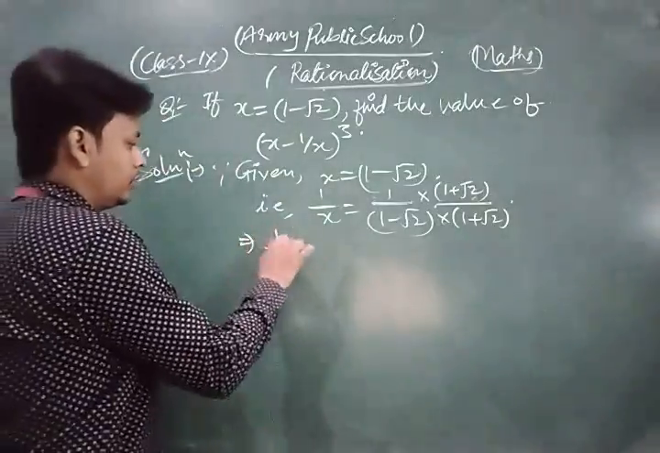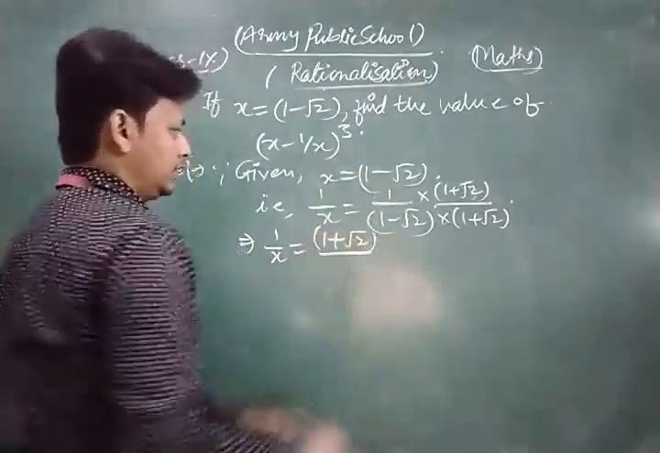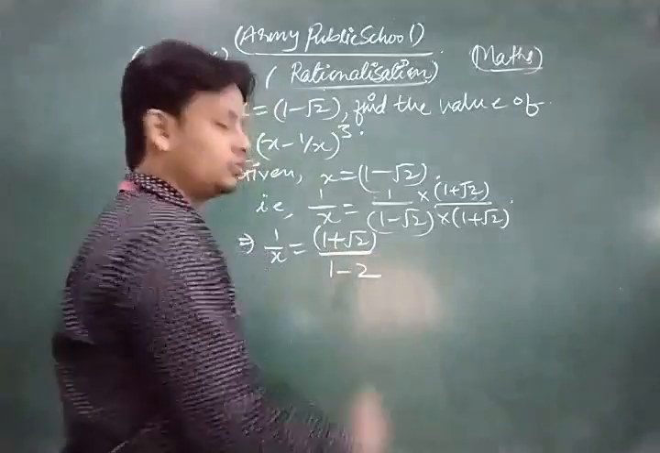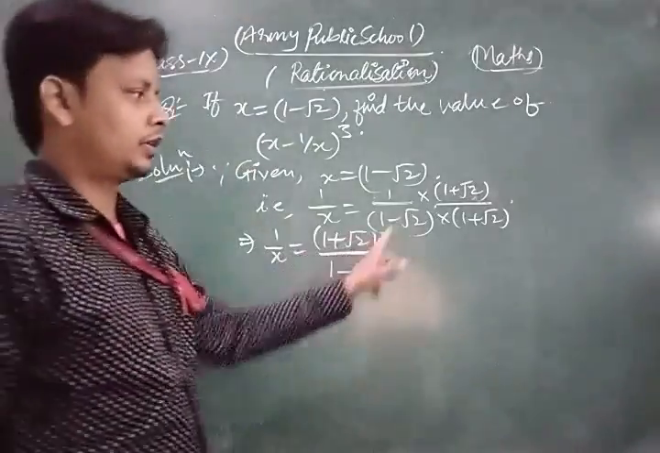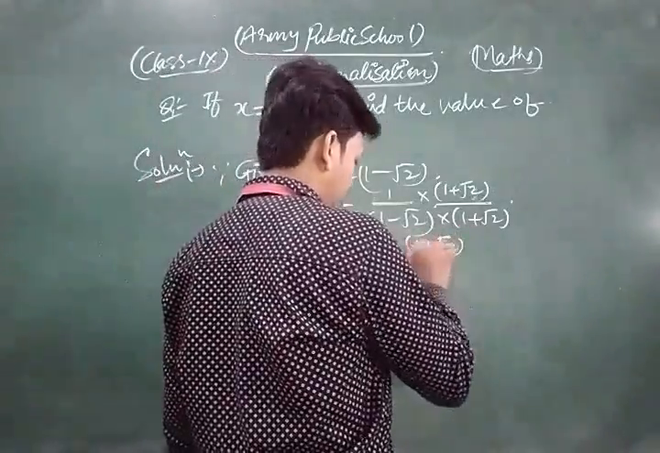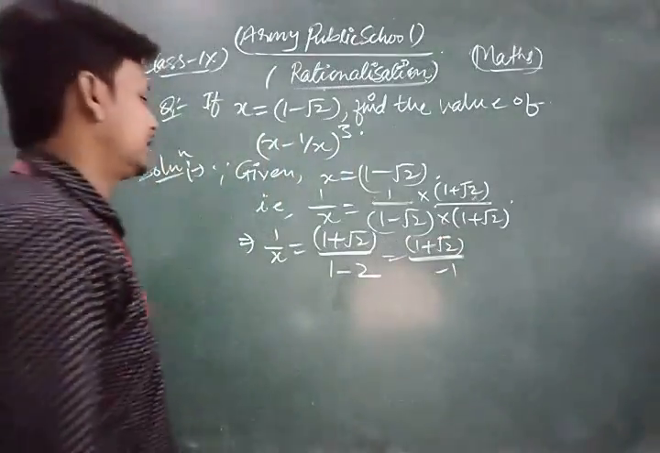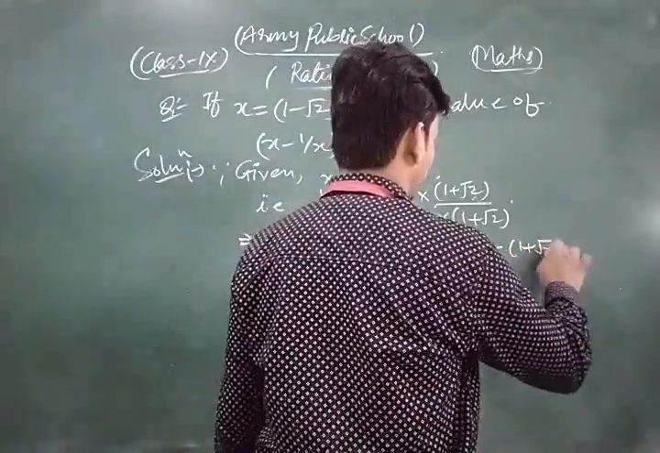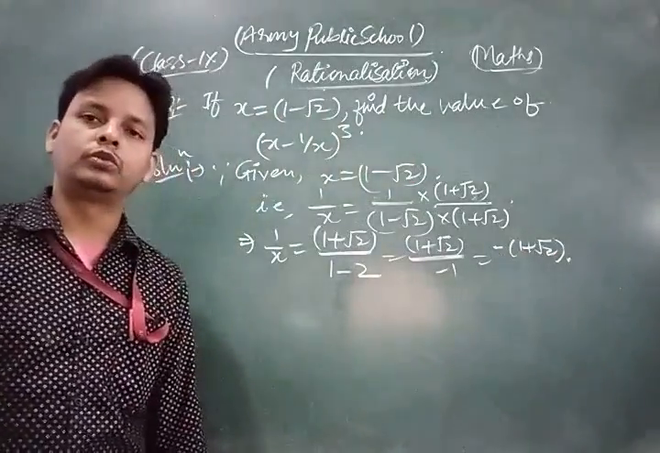So we get 1 upon x is equal to 1 plus root 2 upon a minus b into a plus b. This is the form of a square minus b square, a square minus b square is 1 minus 2. Root 2 square is 2, 1 square is 1. So we get 1 plus under root 2 upon minus 1. This is minus 1. Means the value of 1 upon x is what? Minus 1 plus under root 2.